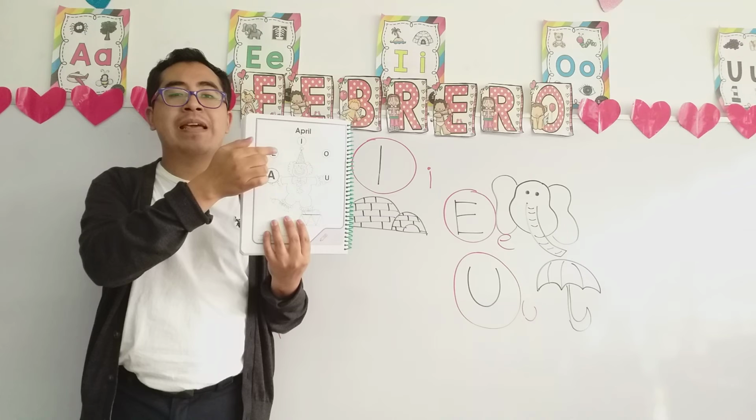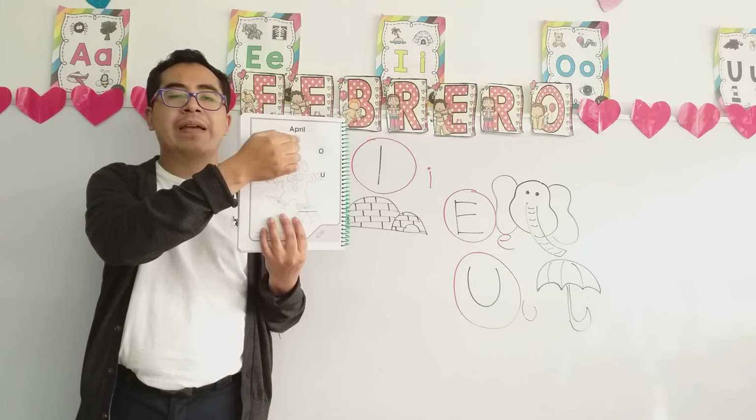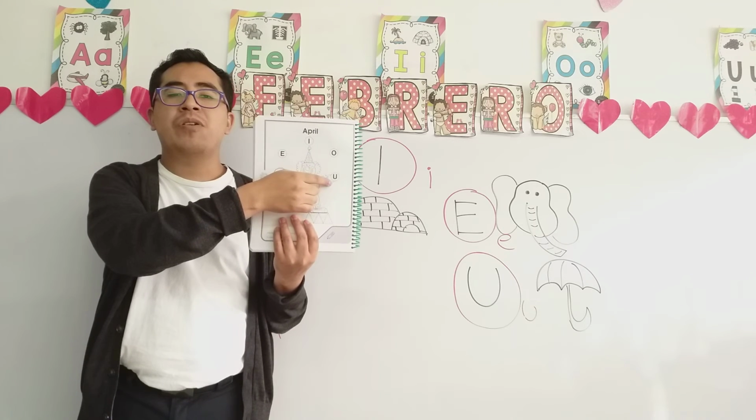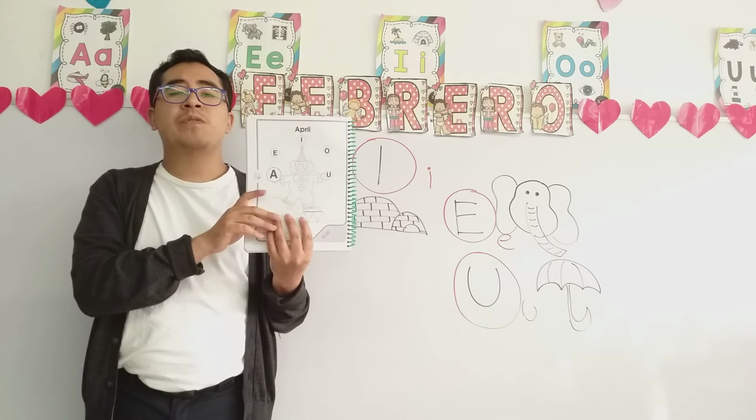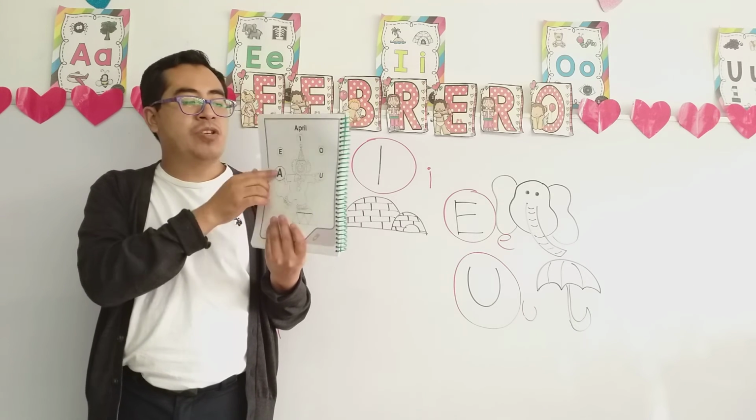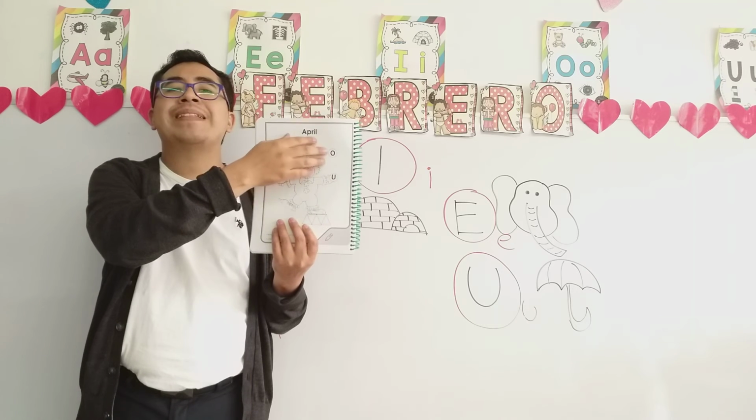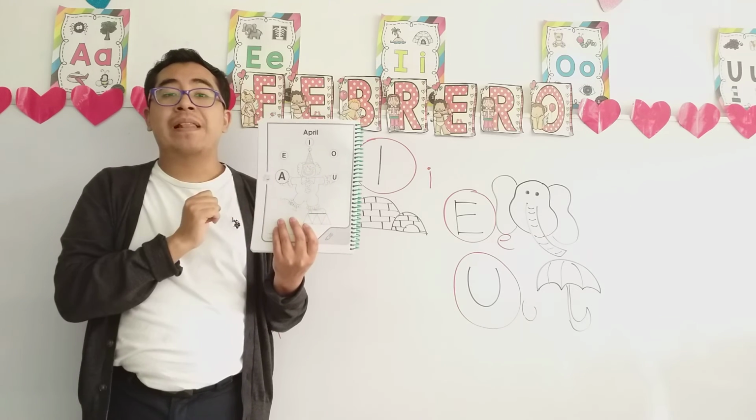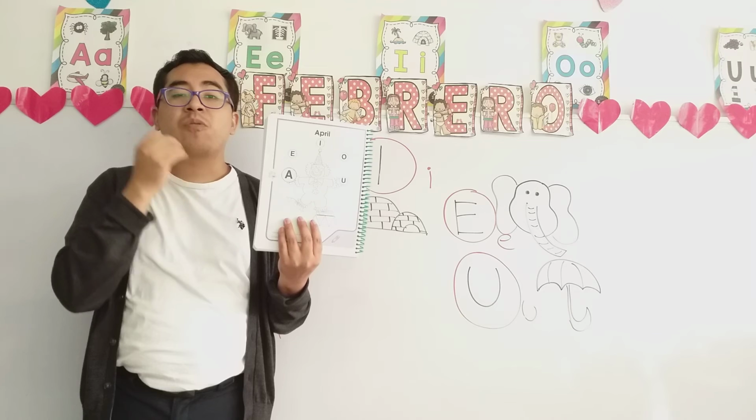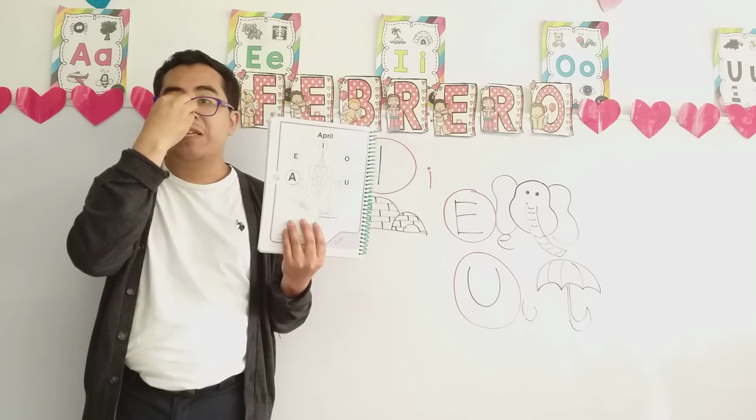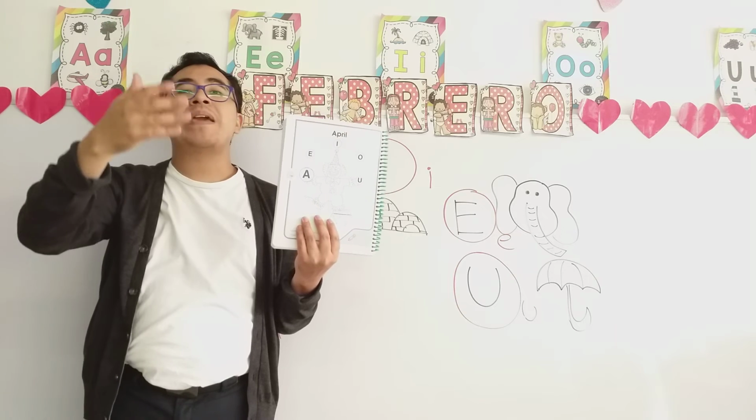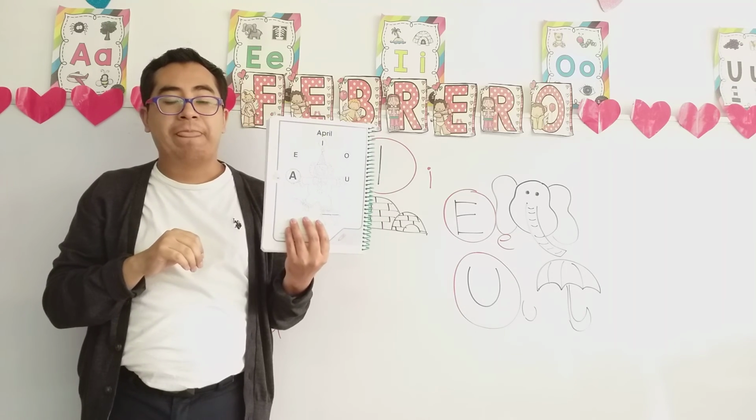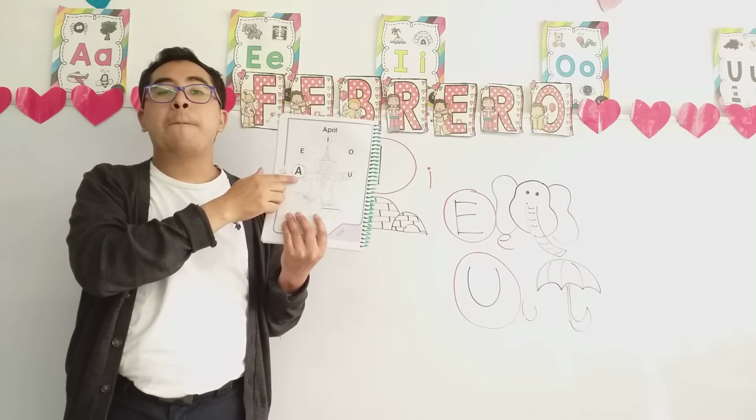Letter A, letter E, letter I, letter O, and letter U. Now, using different colors, the only thing that you have to do is to paint the circles that surround the clown. Now, the clown is a person that wears white makeup, has a red nose, uses a funny hat, and makes people laugh. Okay, that is called clown, un payaso.